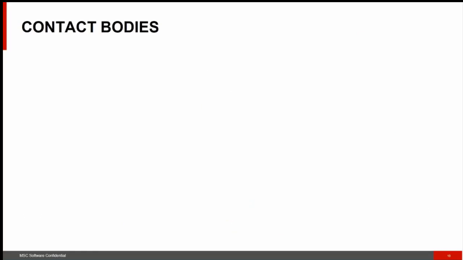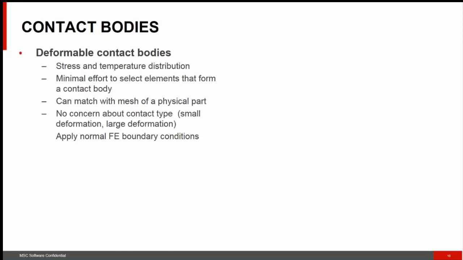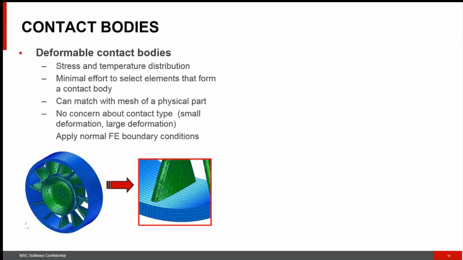Now that we have covered some of the theoretical concepts, let's see how we can approach the process. So there are two types of contact bodies, the deformable contact bodies or the rigid ones. Here, we're talking about the deformable contact bodies. You can see that these types of bodies can have a stress and temperature distribution, and generally they are a collection of finite elements.